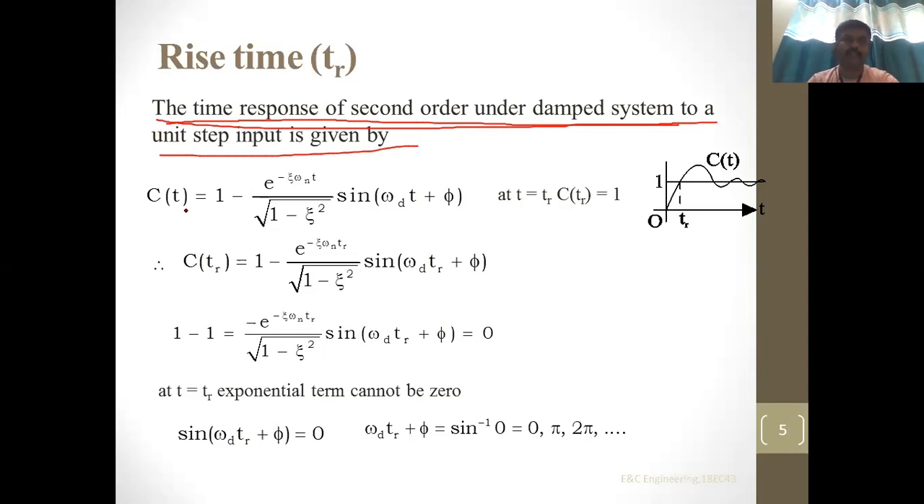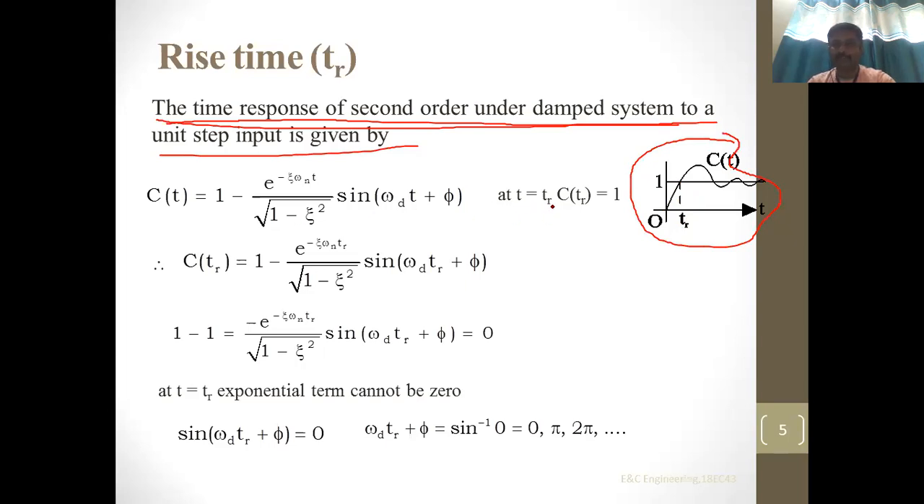Which is given by the generic expression: c of t is equal to 1 minus e power minus xi omega n t divided by root of 1 minus xi square into sine of omega d t plus phi. And this is the expression that we have. Now, how about this tr, the time to reach from 0 to 100% of its final value?